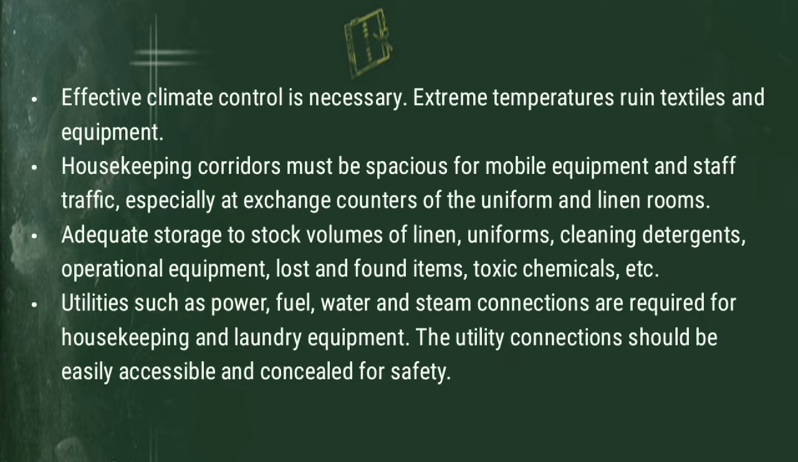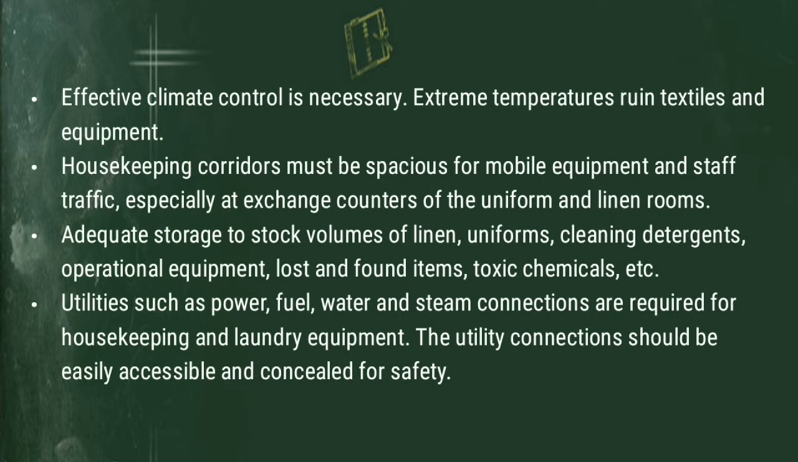Next, housekeeping corridors must have space for mobile equipment and staff traffic, especially at exchange counters of the uniforms and linen rooms. Adequate storage is needed to stock volumes of linen, uniforms, cleaning detergents, operational equipment, lost and found items, toxic materials, etc. So it's very important to have different storage, especially for linen, uniforms, cleaning detergents, and especially toxic chemicals. Utilities such as power, fuel, water, and steam connection are required for housekeeping and laundry equipment.